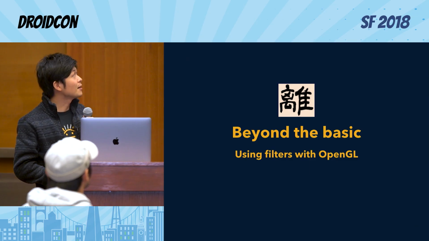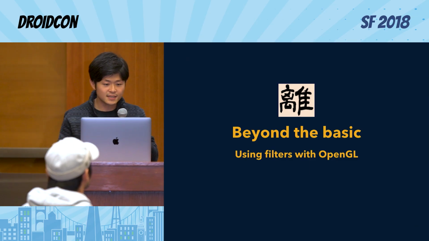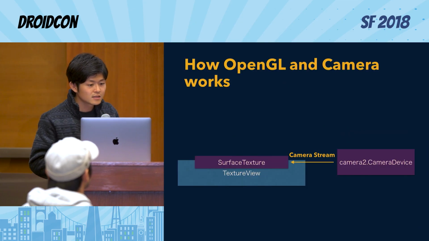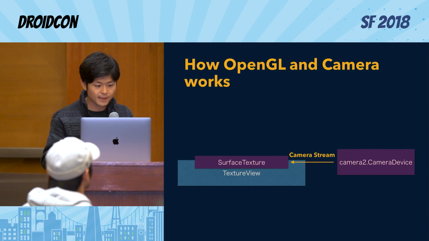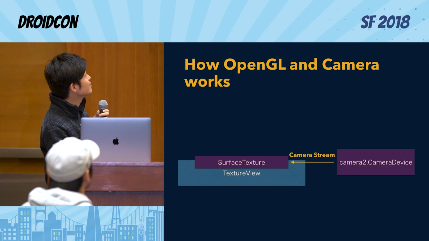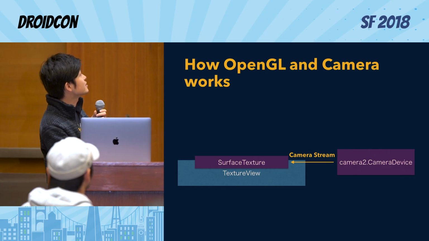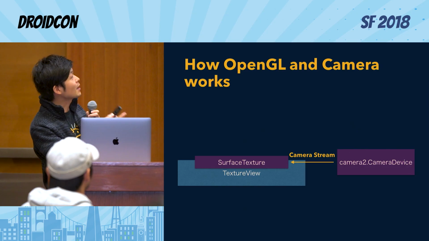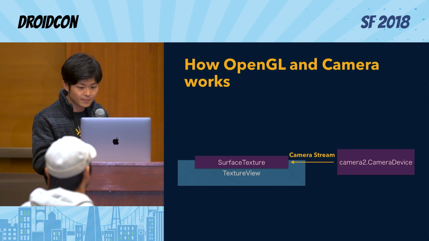Okay, now this is the last topic. It is beyond basic, using filters with OpenGL. So let me explain what will be added to render the OpenGL screen. This is the actual regular camera stream. There's a texture view and there's a surface texture on top of it, and the camera device will serve the camera stream on this surface texture.